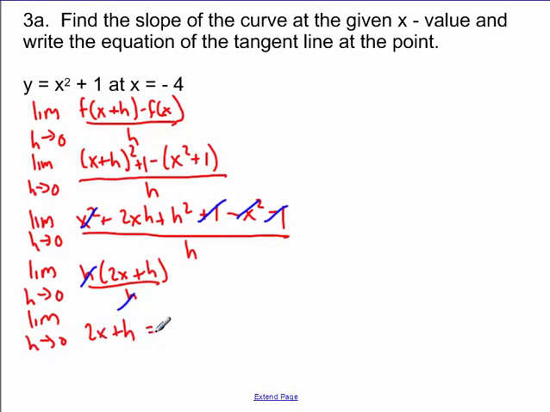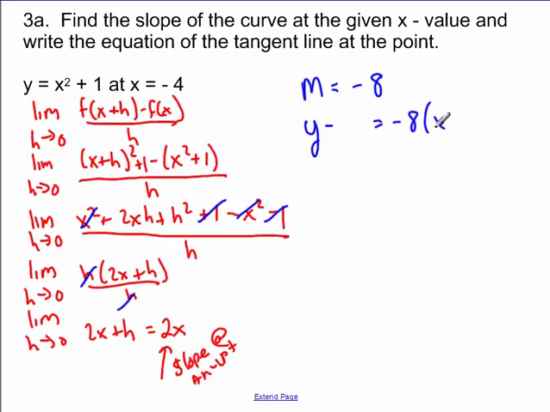When I plug in 0, we get 2x. This is standing for the slope at any point. So the slope of any point on this curve is 2x. But we're looking for our slope at x equals negative 4. So our slope when x equals negative 4 is negative 8. So I'm going to do y minus y1 equals m times x minus x1. Plug in negative 4, and I get a 17 out.